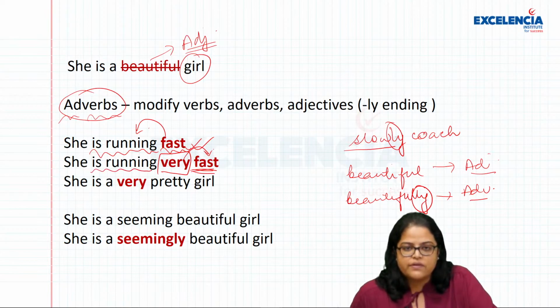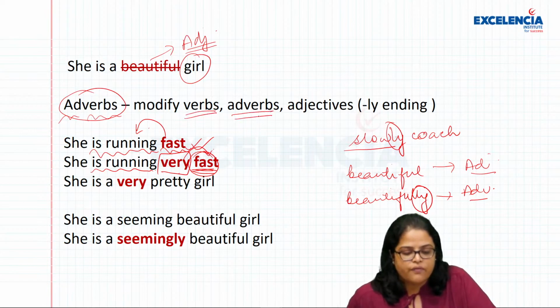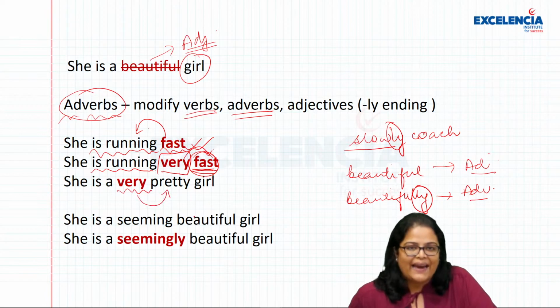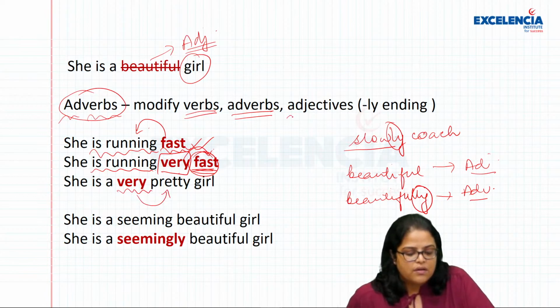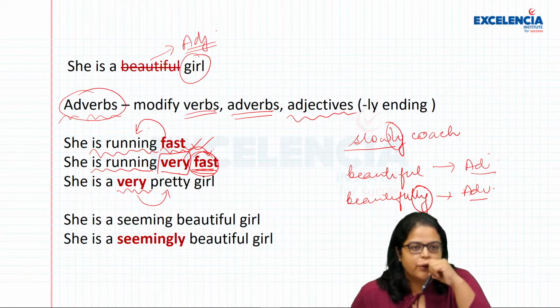Is running was my verb. Fast was an adverb describing the running. Very is also an adverb describing another adverb. So adverbs not only modify verbs, but they also modify other adverbs. Then when I say she's a very pretty girl, very is also an adverb describing the adjective pretty. So adverbs describe verbs, adverbs and adjectives. Is that clear or is there any confusion? Any question there?